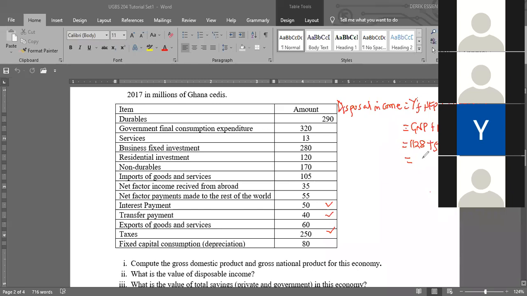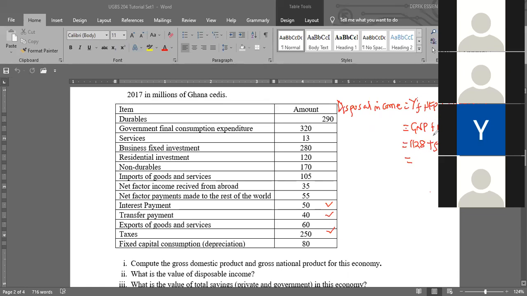I want to ask a question about the terms. I'm lost. The INT, TR, NFP, those ones. I don't know the abbreviations used there. So when we say Y, it is our GDP. This is our net factor payment from abroad. This is interest. This is transfer payment. And this is taxes. Thank you very much. You're welcome.